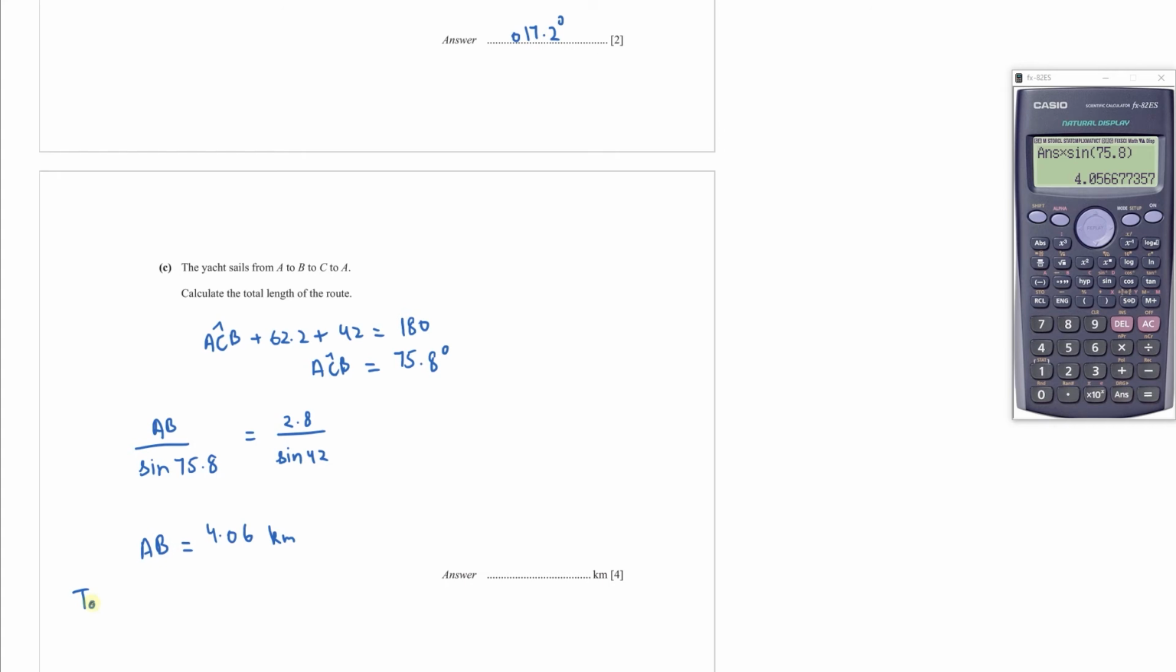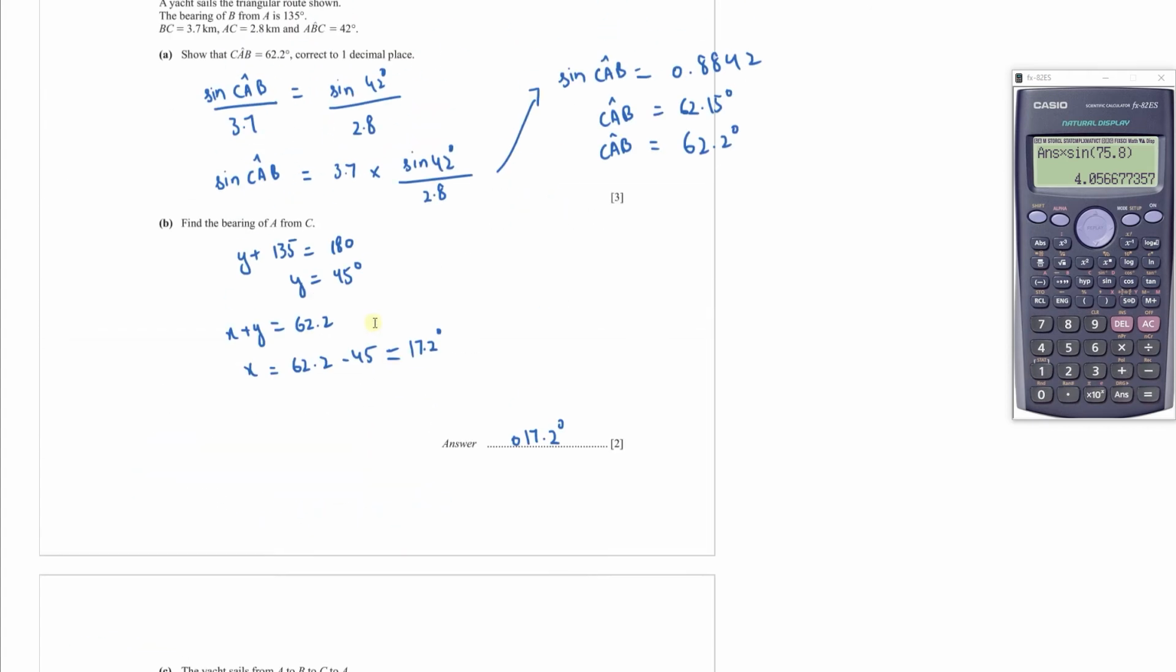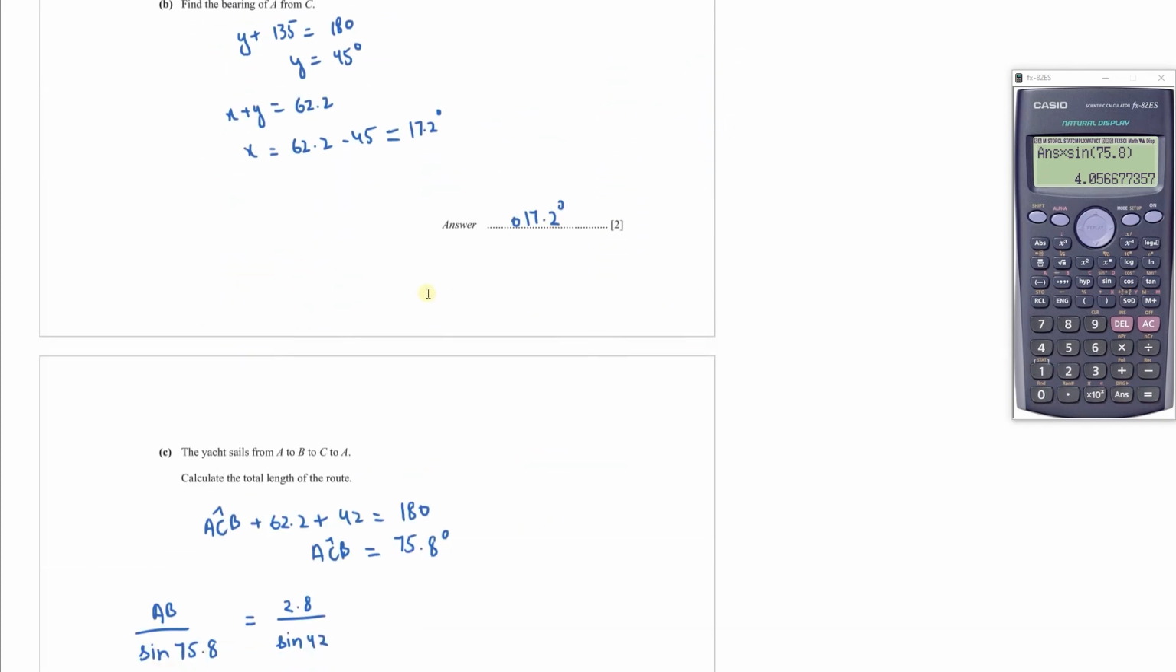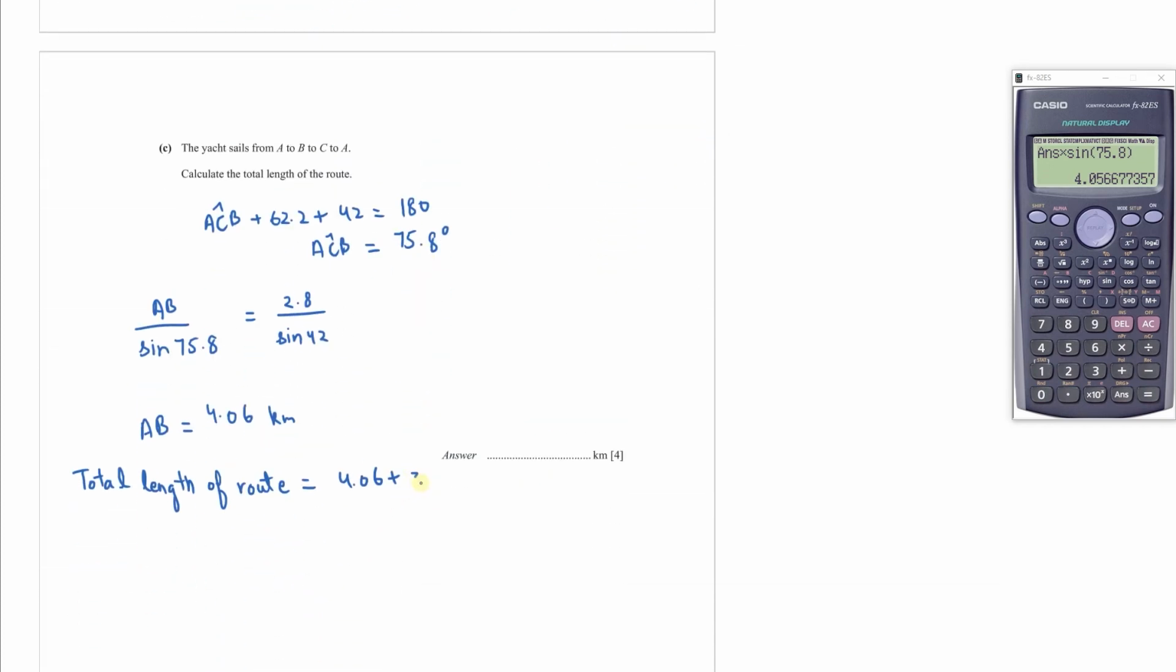So the total length of the route will be this length AB, which is 4.06, plus the other two lengths, 3.7 plus 2.8. So this is 4.06 plus 3.7 plus 2.8. So this is 10.56 kilometers.